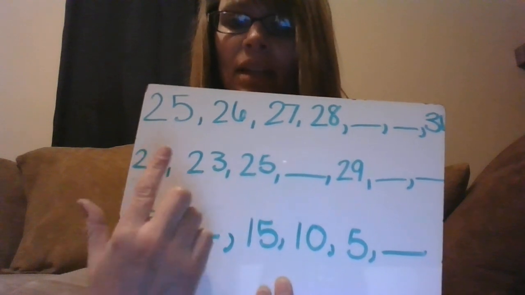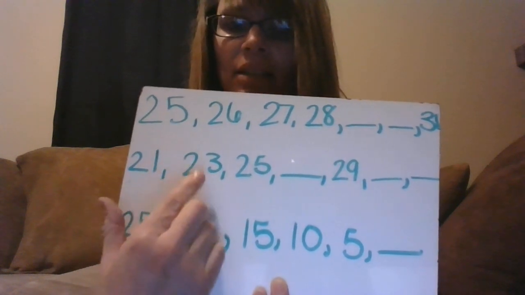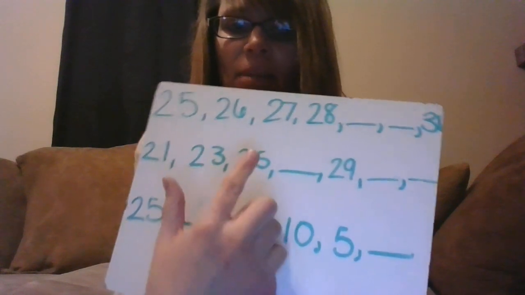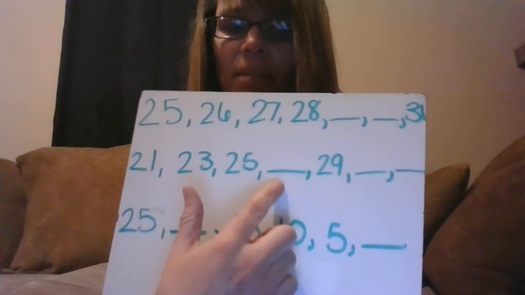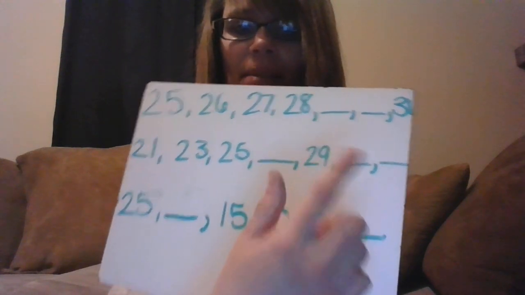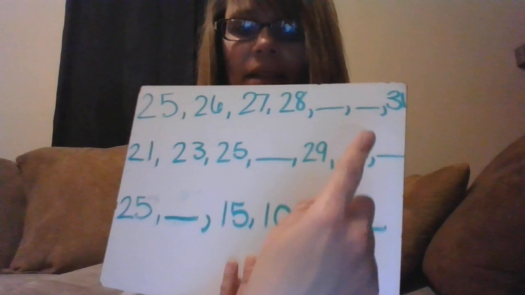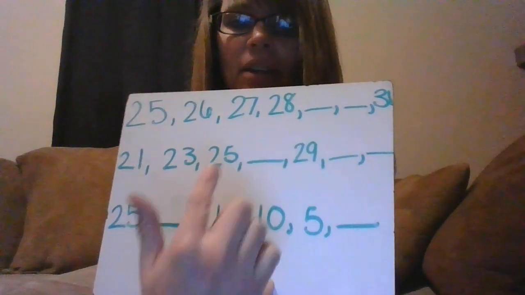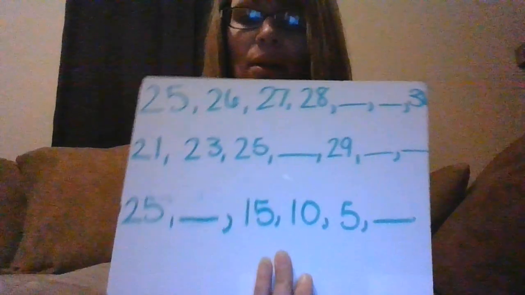So I'm at 21. Did I skip something to go to 23? Skip something to go to 25? So I'm going to skip something. What number is going to come here? Okay, and then I'm at this number 29. I'm going to skip something. What's going to come here? I'm going to skip something and what's going to come here. Okay, so copying that number pattern, figuring out what numbers are going to go in the blanks.